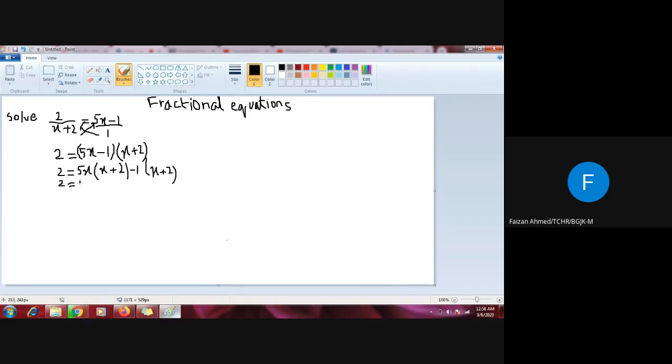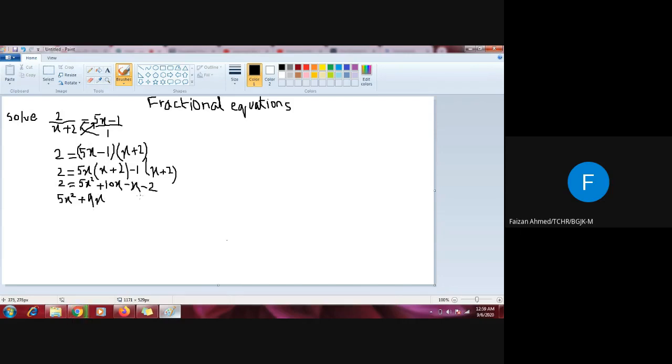5x multiplied by x will be 5x square, and when I multiply 5x with plus 2, this will become 10x. And again I have to multiply minus 1, so the bracket will be the same, but the sign will be changed. So this will be minus x and minus 2. Now I will shift this 2 on this side, and it will become like this. This will be 5x square as it is because I don't have any other x square. This positive 10x and this minus x will become my positive 9x.